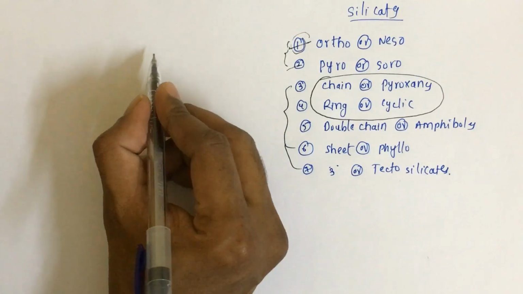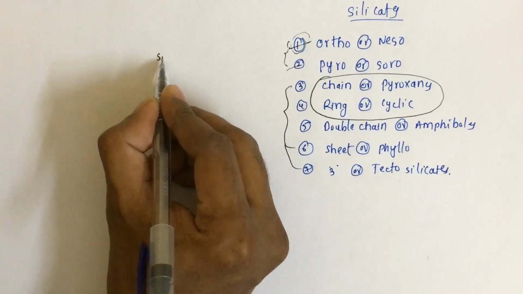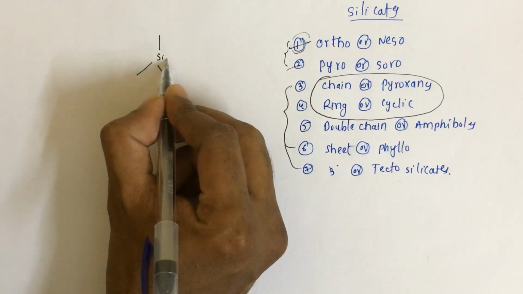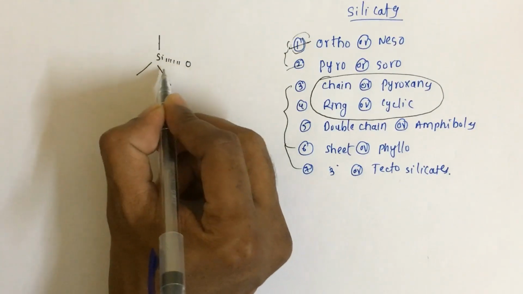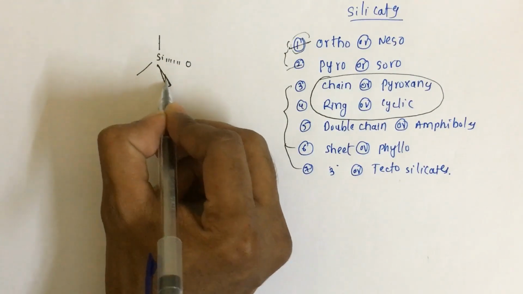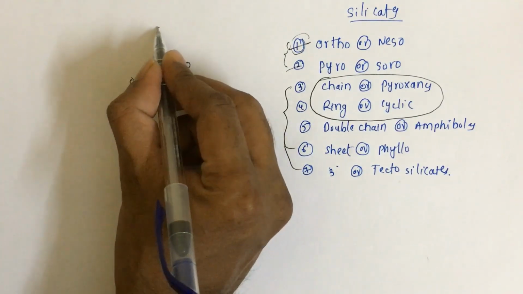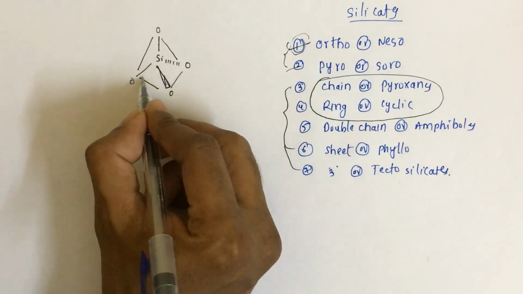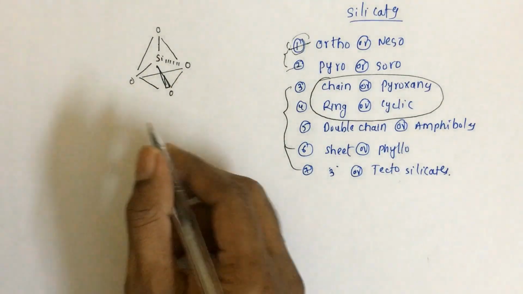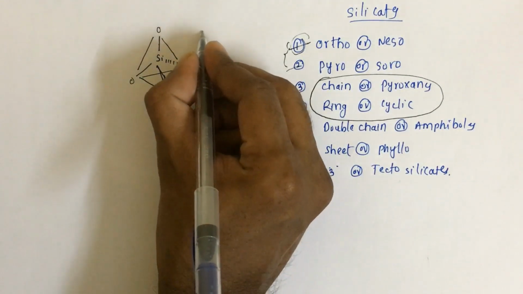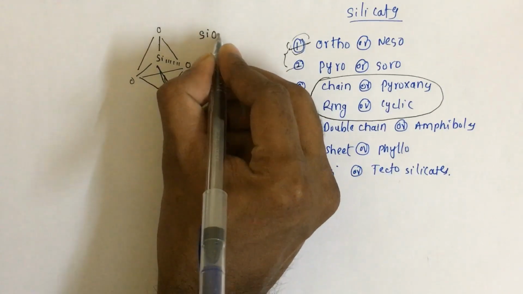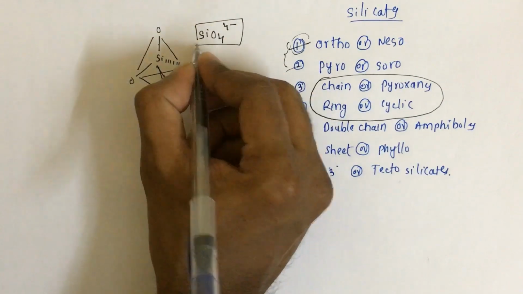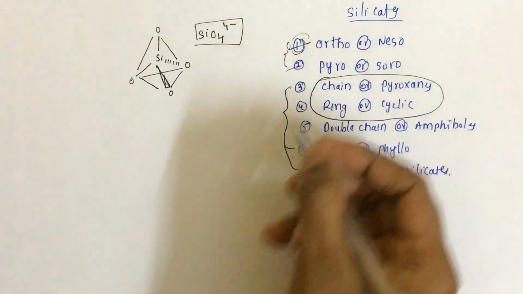In orthosilicates, each silicon atom is surrounded by 4 oxygen atoms tetrahedrally, like this. This is called orthosilicate. The unit which we have is SiO4 4 minus. So this is the unit we have for orthosilicates.